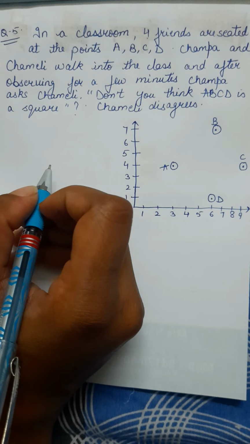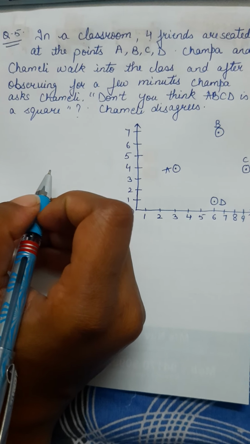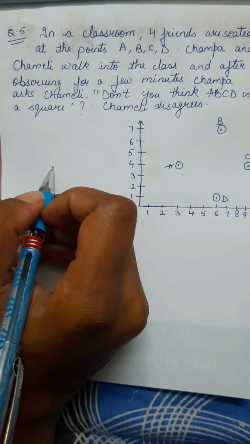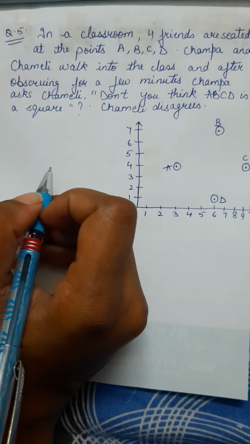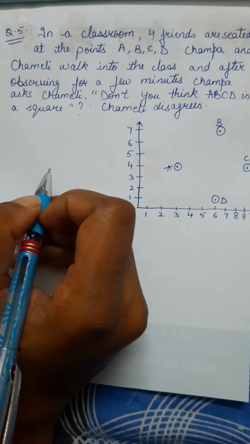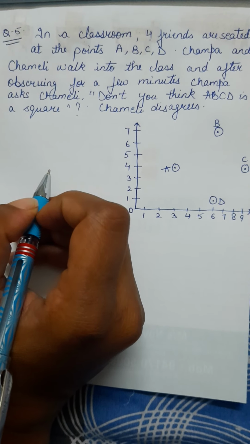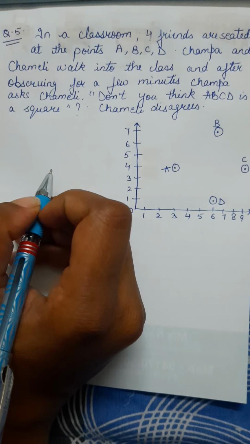इन अ क्लासरूम 4 फ्रेंड्स आर सीटेड एट द पॉइंट्स ए बी सी डी. Champa and Chameli walk into the class, and after observing for a few minutes, Champa asks Chameli, "Don't you think ABCD is a square?" Chameli disagrees.